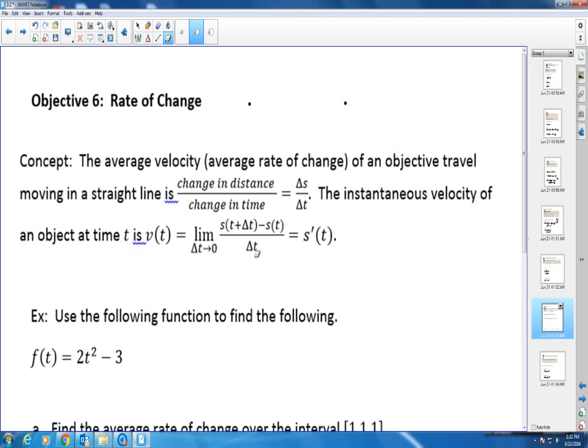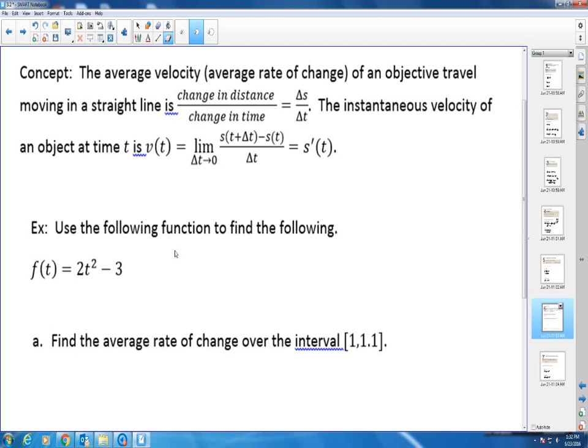If you take the position divided by the change in time, that gives you the average rate of change, or average velocity. If I take a limit of my average velocity, which is the same thing as saying I'm taking a derivative of my average velocity, then I get something called the instantaneous velocity.